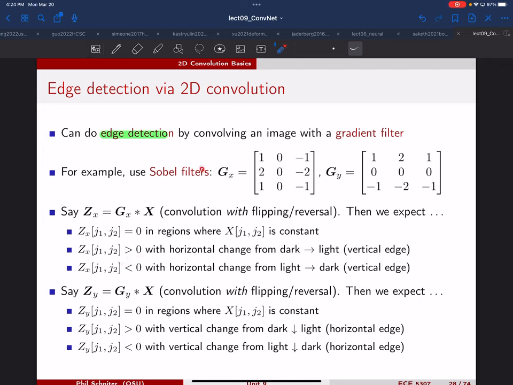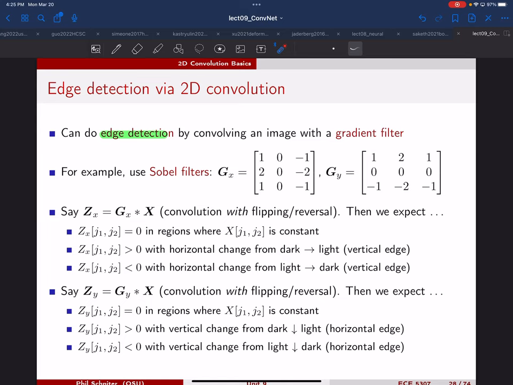What happens if you have a change vertically? Let's say this is dark to light. What kind of an output would you get in that case? 0, right? Because you'll see everything cancels. So this filter detects vertical edges, and then this one, which is transposed, this one is what you could use to detect horizontal edges.